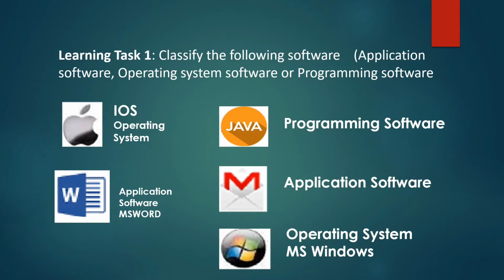While programming software, these are programs that are created so you are able to use applications. You need programming software. These are the creators of your application software. Example, to create a game, you need a programming software.